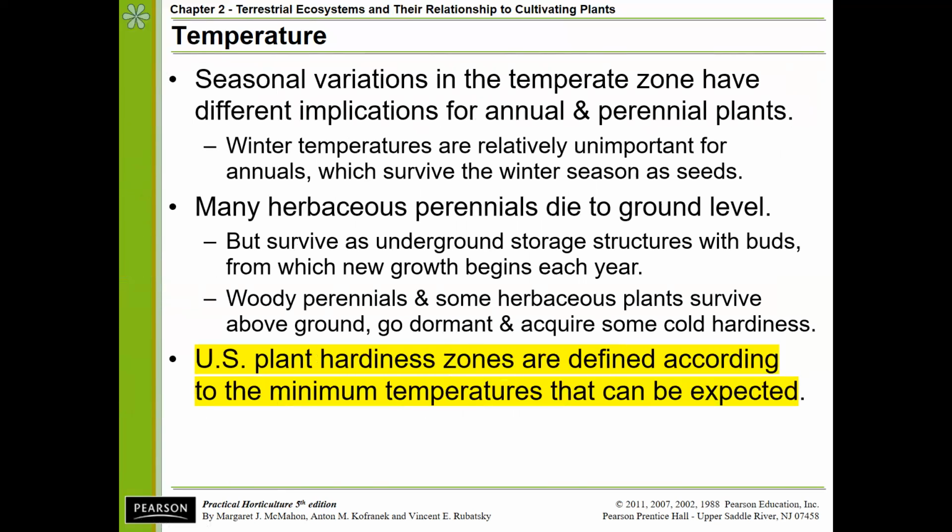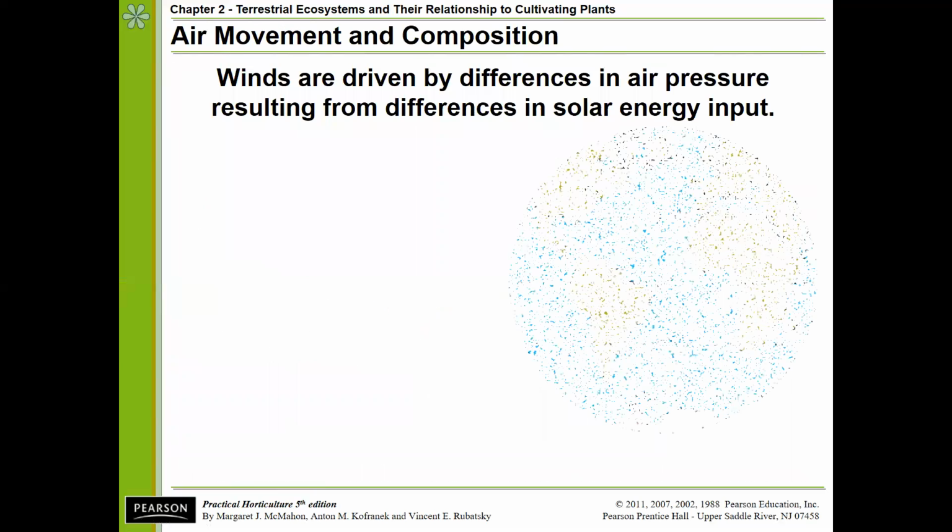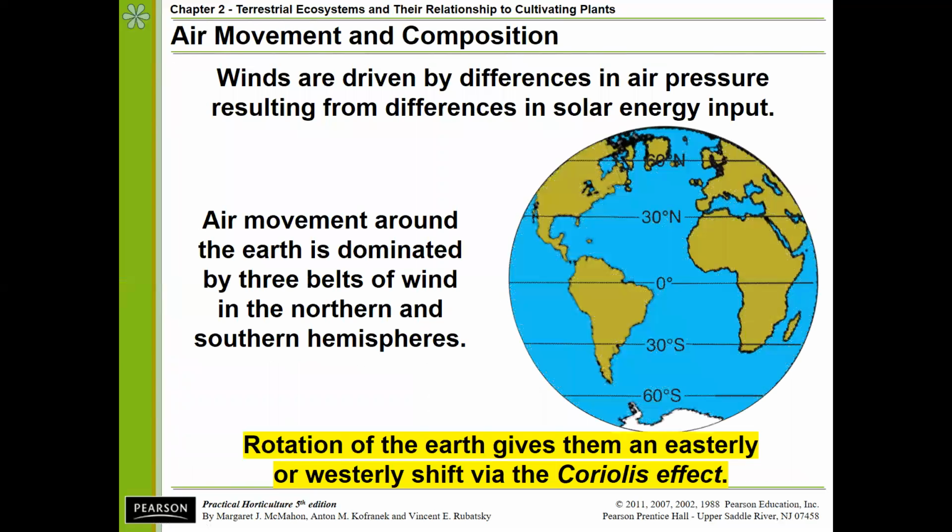Wanted you guys to know about your USDA plant hardiness zones and how they're defined according to the minimum temperatures that can be expected. So look at the maps, know what your USDA plant hardiness zone is, and how that really affects the perennial crops we can grow mostly. It's going to affect, by the first and last frost dates, what annual crops we can grow, but mostly the perennials we're looking at here for hardiness zone.